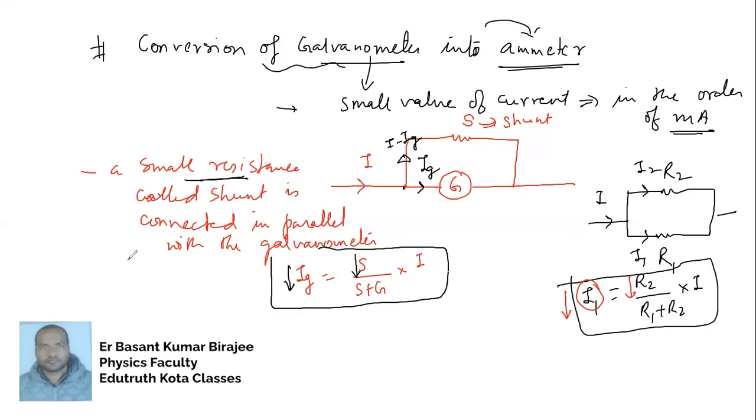And if you want to derive this, what can we do here? See, in a parallel combination, the potential difference across the galvanometer is equal to the potential difference across the shunt. So we can write: the current in the galvanometer is Ig, resistance is G, and the current through the shunt is I minus Ig, and your shunt resistance is S.